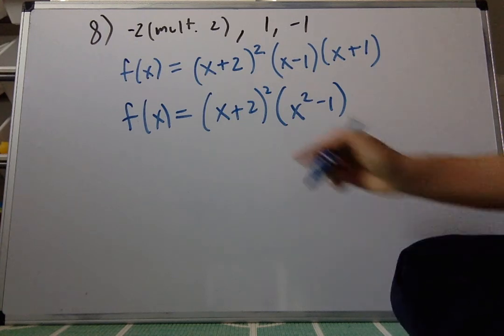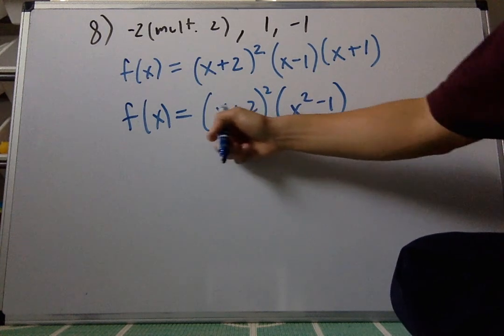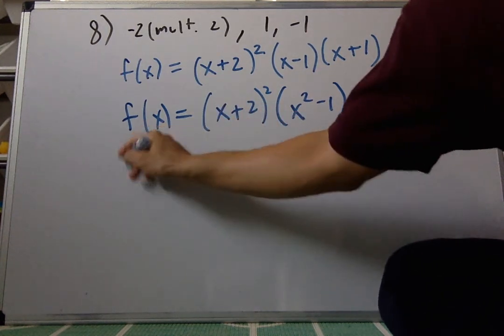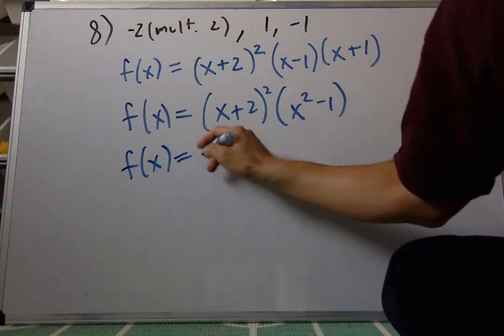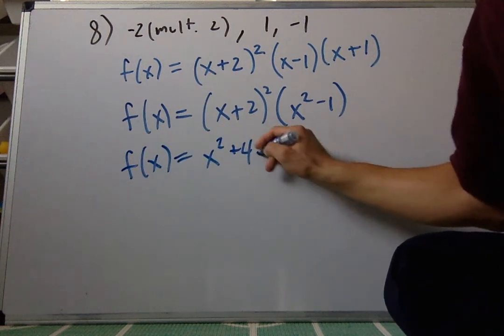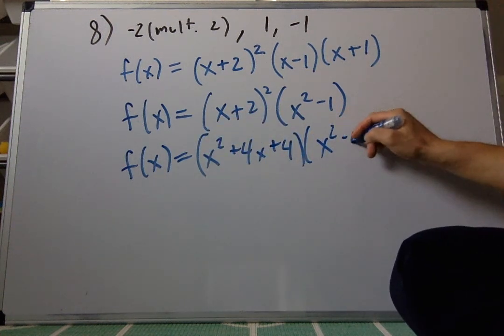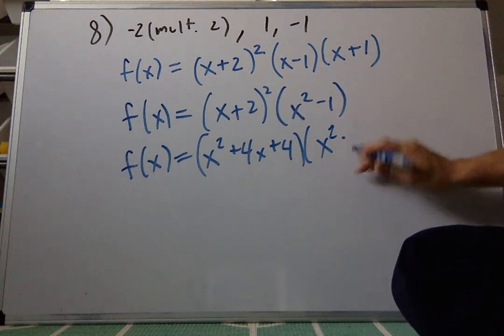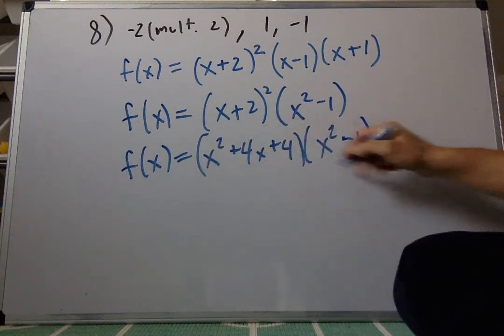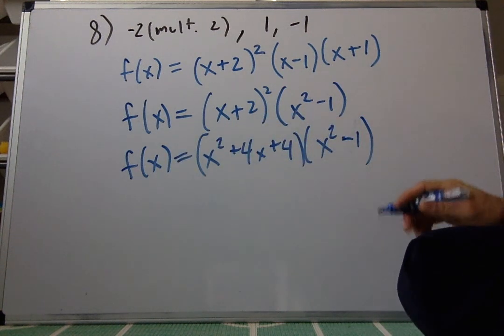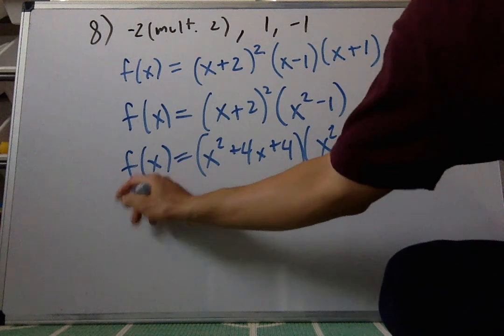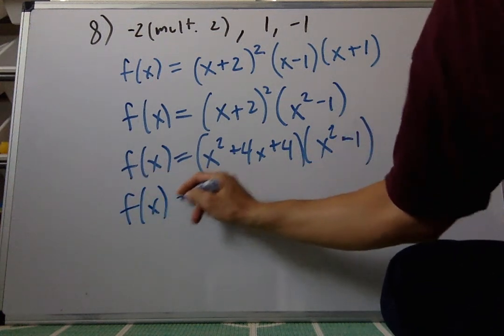Now from here I'm just simplifying. Next I think I'll multiply these together, x plus 2 squared. That's going to give me x squared plus 4x plus 4 multiplied by x squared minus 1. Okay, in the last step, I'm just going to FOIL this whole thing out. Let's see. Yeah, let's just do it one piece at a time.